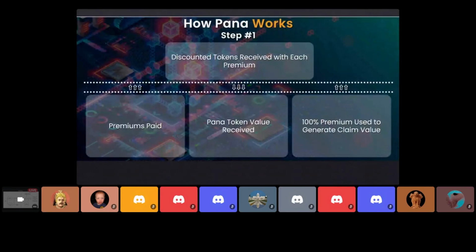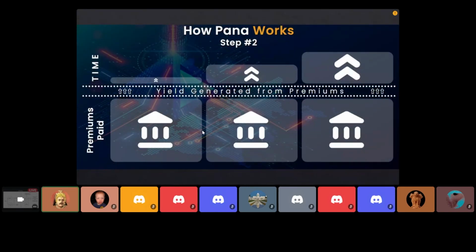Going forward, this is just an overview of what happens. When a premium is paid, you will get an equivalent amount of Karsha. That Karsha will be represented by the Pana token values, and 100% of the premium will be used to generate the claim value. If you are paying $10 of USDC, you will get $10 worth of Karsha. But again, your premium cover will be $10 and not anything less, since you are getting Karsha on the other hand. And then your premium will be invested in the yield bearing protocols, so the yields generated from the premiums will be increasing the treasury size in the future.